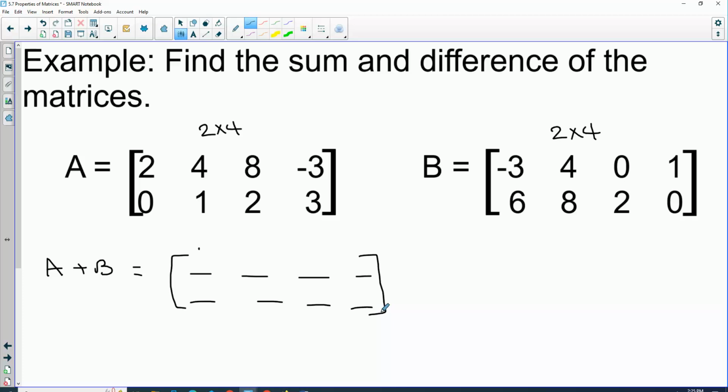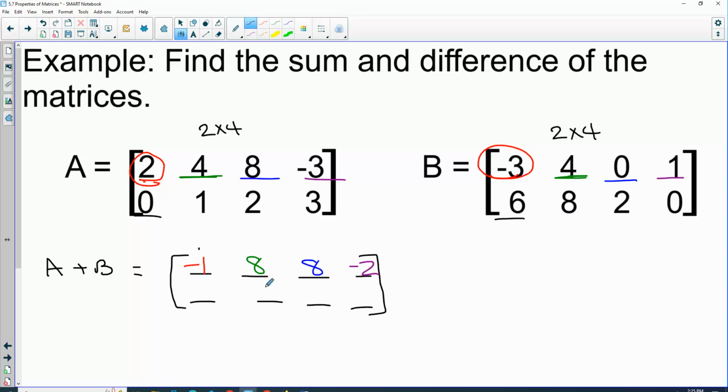And what you think intuitively is probably correct. If I told you to add these, if this were a question on the ACT and you'd never seen it before, what would you do? We're basically just going to add corresponding numbers. So, number in row 1, column 1. So 2 plus -3. -1. We're just going to work through adding corresponding numbers. 4 plus 4. 8 plus 0. -3 plus 1.